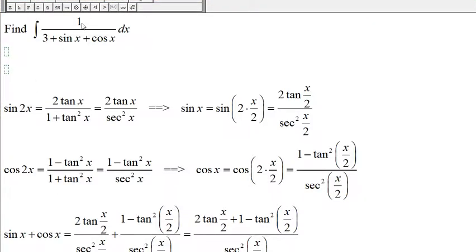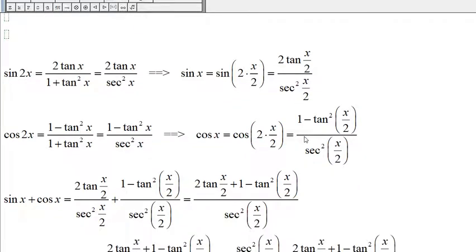Here we want to find the integral of 1 over 3 plus sine of x plus cosine of x. From trigonometric identities, sine of 2x is 2 tangent x divided by 1 plus tangent squared, and 1 plus tangent squared is secant squared. So sine of x, we can write as sine of 2 times x over 2. So we get 2 times tangent of x over 2 divided by secant squared of x over 2.